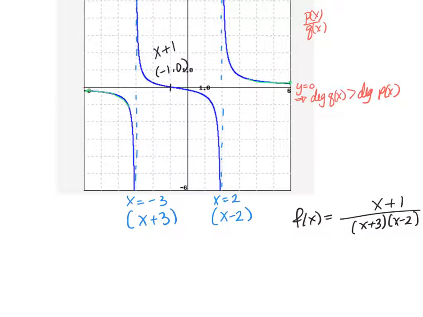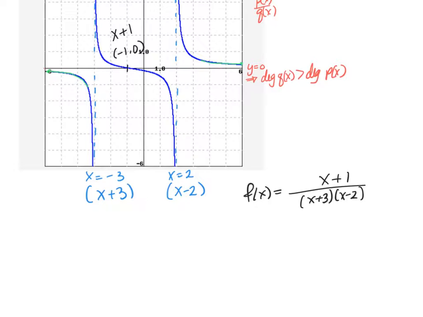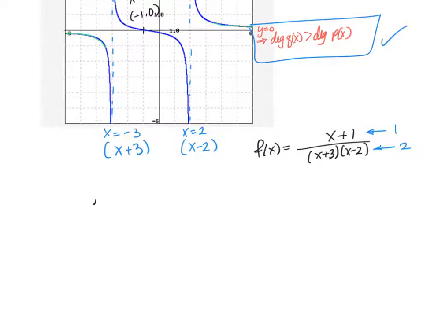Now I just need to check to make sure that this satisfies that graph. One of the things that's low-hanging fruit is: is the degree of the denominator larger than the degree of the numerator? The degree of the denominator is 2, and what is the degree of the numerator? So is this satisfied? Yeah, that's satisfied. Now I'm going to do a sign chart to make sure that what I think the rational function is satisfies that graph. I have all of my factors from both the numerator and the denominator.